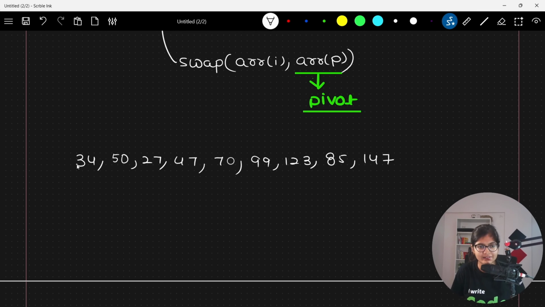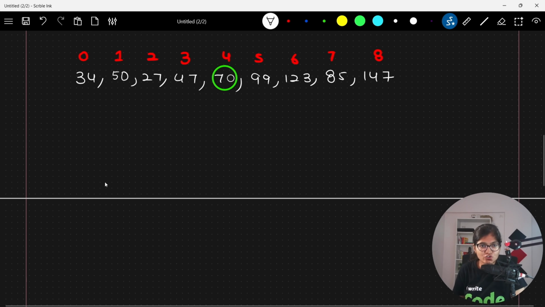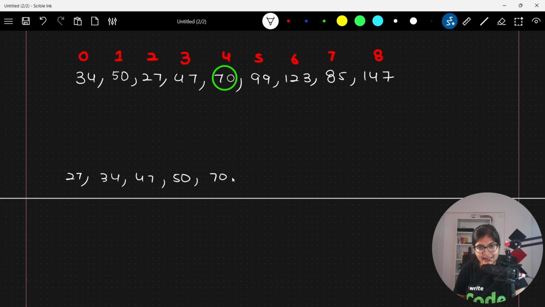What was my pivot element? My pivot element was this. Indexes are 0, 1, 2, 3, 4, 5, 6, 7 and 8. Now, can I say that the pivot element reaches its own position after the first iteration? If you see the final sorted array, your output should look like 27, 34, 47, 50, 70, 85, 99, 123 and 147.